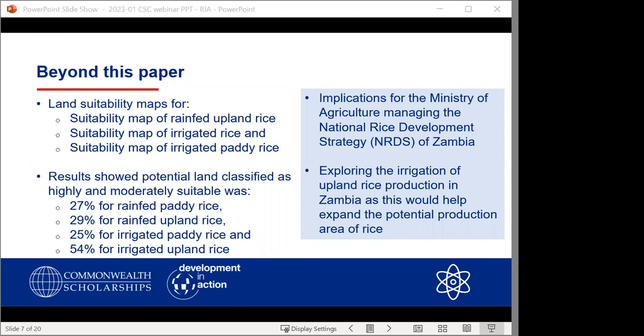This work is published in my thesis, and it's online. It can be accessed online, and this has an implication for the Ministry of Agriculture, because the Ministry of Agriculture has the National Rice Development Strategy, which they are managing. And with these results, it's something that the Ministry of Agriculture can use in expanding the production of rice by exploring the irrigation of upland rice production in Zambia. And this, in synopsis, is what my study is about.